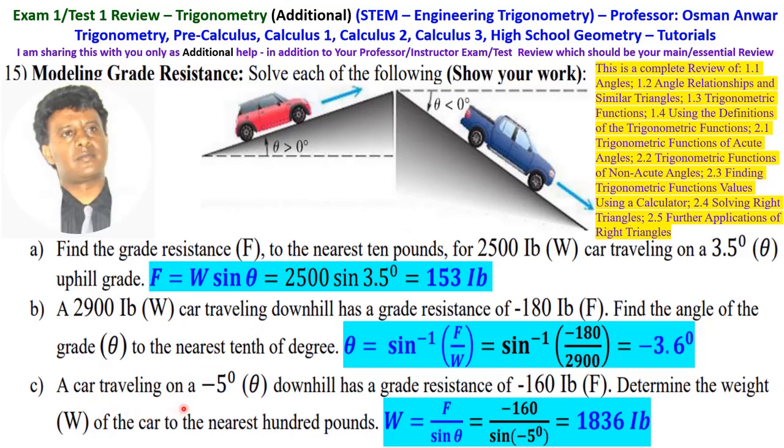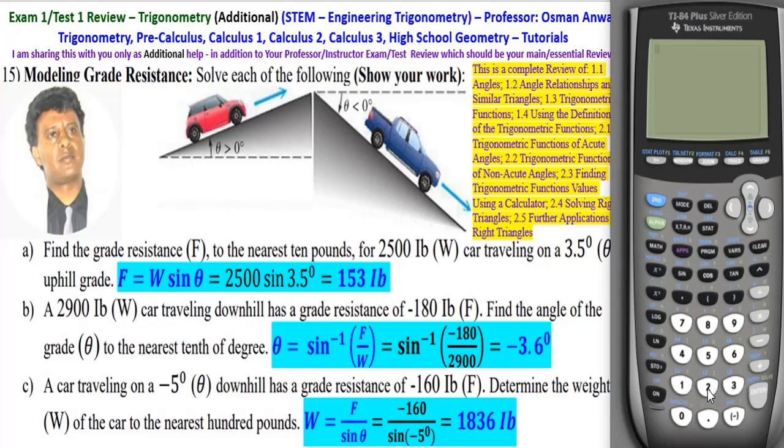C is a car traveling on a minus 5 degree theta downhill, has a grade resistance minus 160 pound. Determine the weight of the car to the nearest 100 pound. So W is F over sine theta, that is equal to minus 160 over sine of minus 5 degree, which is 1,836 pound. That means the weight of the vehicle is 1,836 pound.